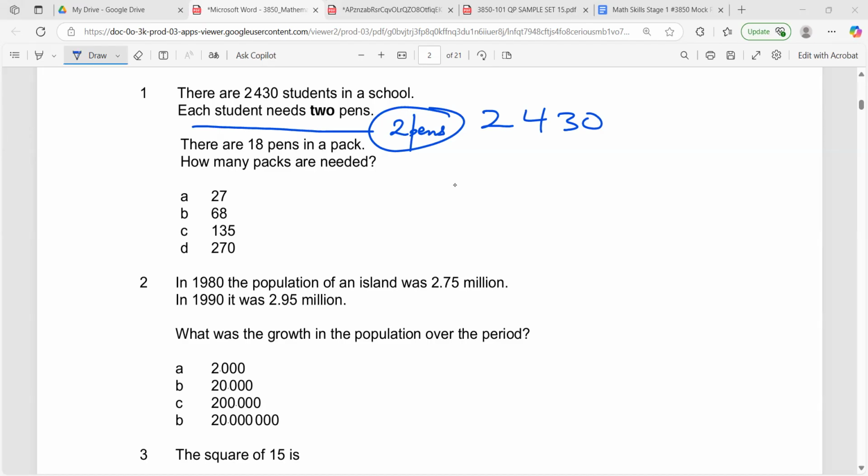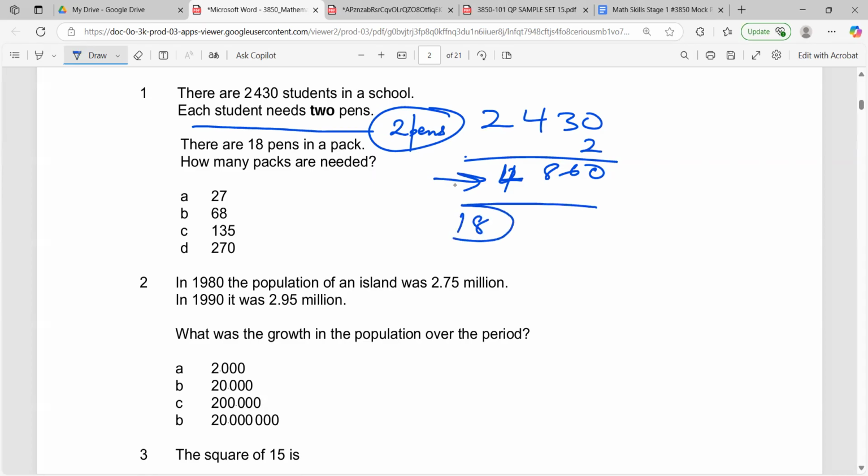So if each person gets 2 pens, we can times that by 2 to get the total. So we're gonna need a total of 4,860 pens, and we have 18 in each pack. So we are gonna divide. 2 times 18 is 36. Subtract, we get 2. Carry down the 6.